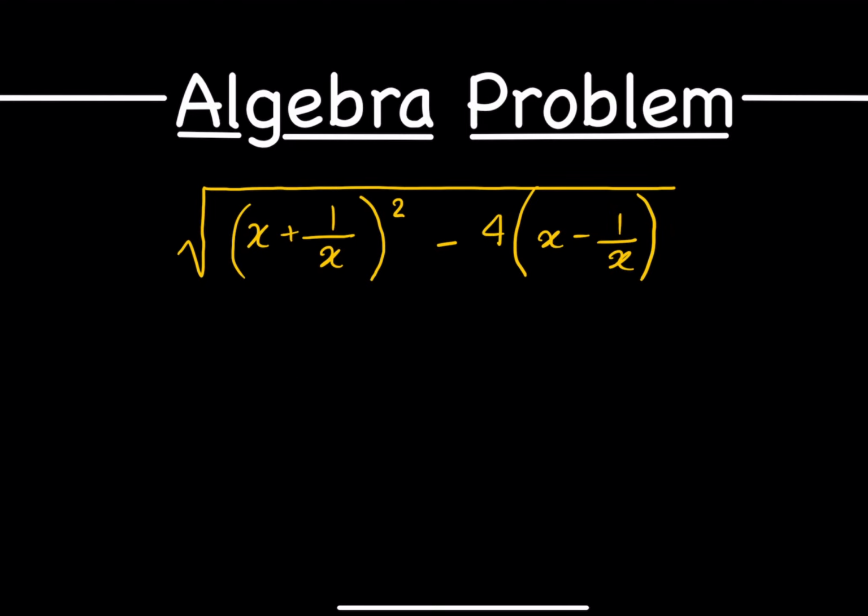Hi everyone! Today we're going to be solving an algebra problem which may seem difficult at first, but after a while of staring at it, it doesn't seem as hard as it looks. So over here we've been given an equation and we have to find the square root of this equation. That means, what do you multiply by itself to get this?